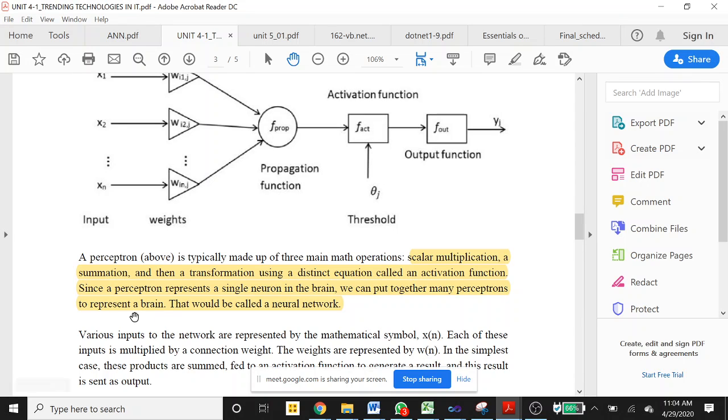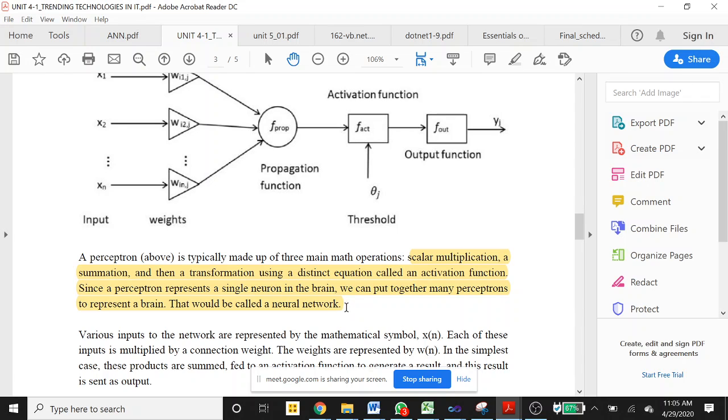that is called the activation function. Okay, the perceptron represents a single neuron in the human brain, as I have already told you. How a single neuron works in the human brain, that is the perceptron in an artificial neural network. We can put together many perceptrons to represent the brain. If we want to mimic the functionality of the human brain, then we have to use multiple perceptrons together, and that architecture is called a neural network.